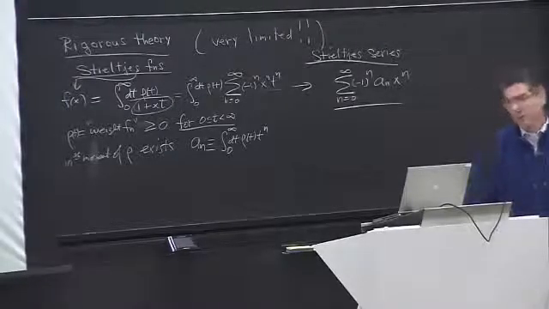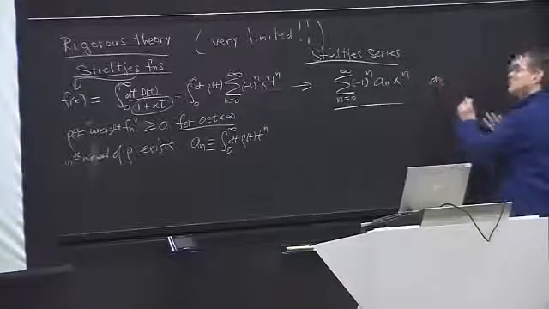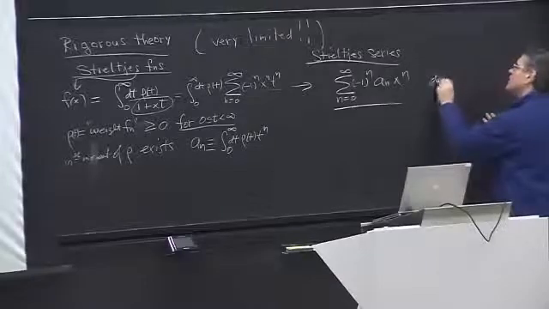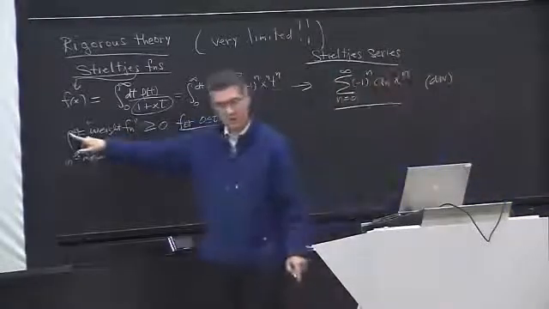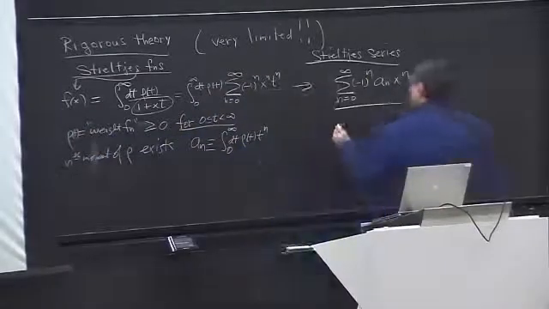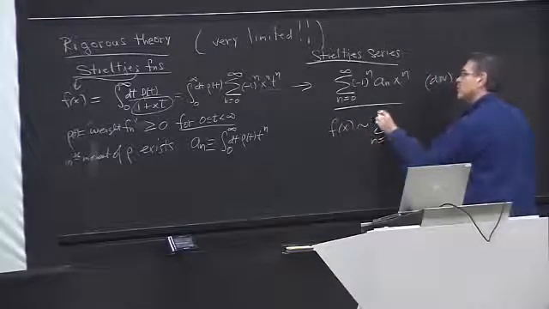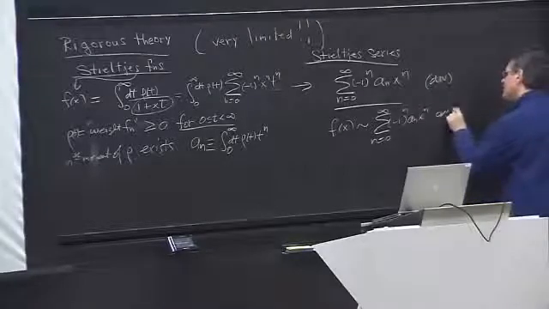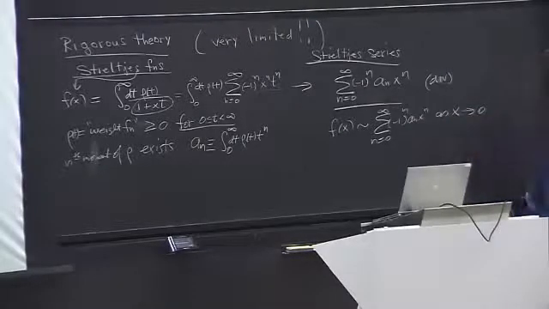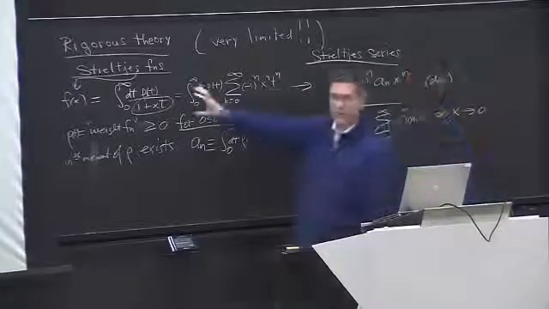Why did we do it? Because although this is typically a divergent series, not always, but almost always, this series is asymptotic to this function. f of x is asymptotic to the series sum from 0 to infinity minus 1 to the n, a sub n, x to the n, as x goes to 0. So this is a Stieltjes series, and this is a Stieltjes function.